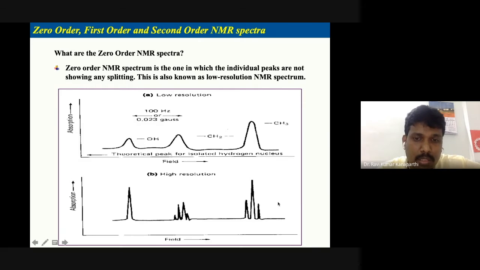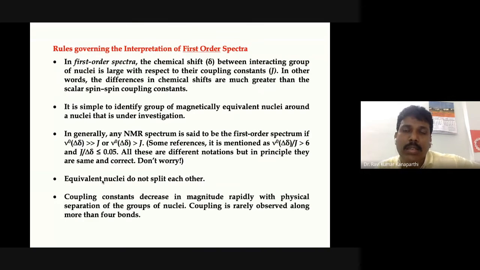And what about the bottom spectrum? It can be either a first order or second order spectrum. How do you say it? There are ways in which you can classify a modern NMR spectrum into either a first order spectrum or a second order spectrum. How can you do that? Well, it is just based on the separation between the NMR signals.